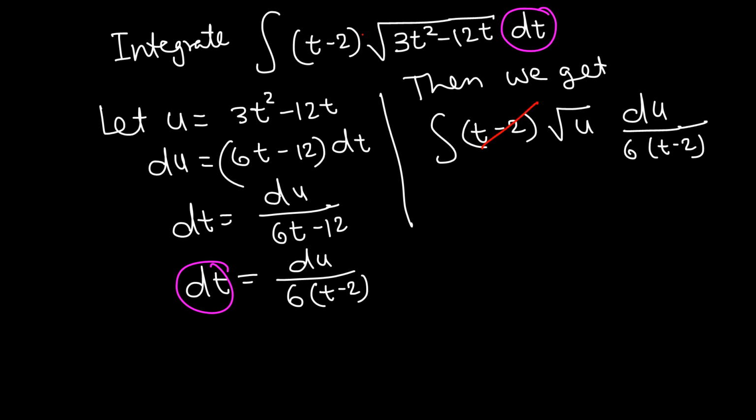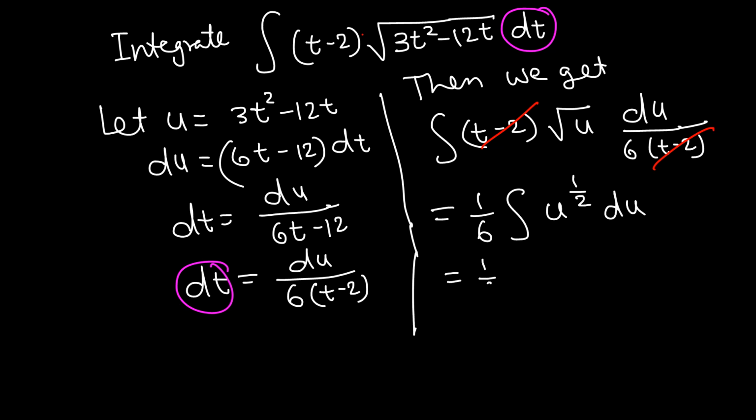Now the t minus 2 quantity on the top and the one on the bottom cancel. The 6 we can pull all the way outside of the integral sign. So that's 1 over 6, 6 on the bottom, and the antiderivative of the square root of u, which is u raised to 1/2. Now we can use the power rule. This is like x raised to 1/2 with respect to x. Using the power rule, u raised to 1/2 plus 1, that is 3/2, divided by the same thing, plus c.